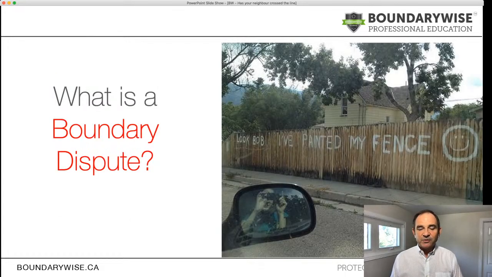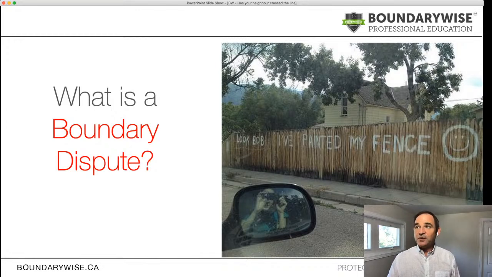I pulled some great graphics off the internet for this. I love some of this stuff. And you've got to wonder when you see a picture, what's the backstory? What's the story behind it? So, "Look, Bob, I've painted my fence." I guess Bob was complaining and somebody with a sense of humor painted the fence. And yeah, it looks like this.